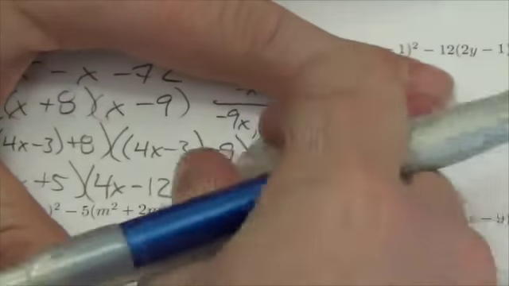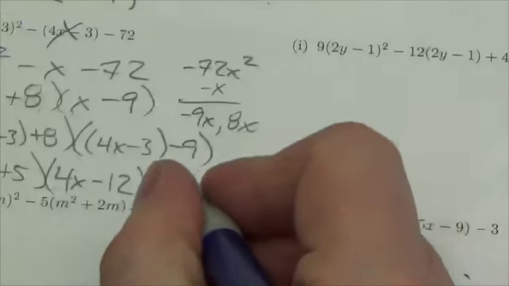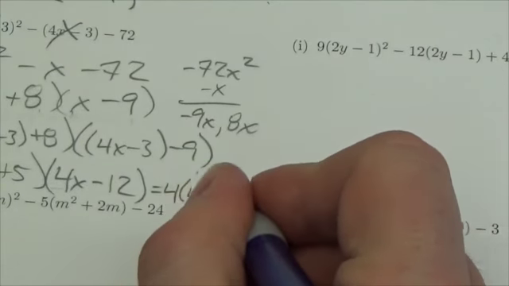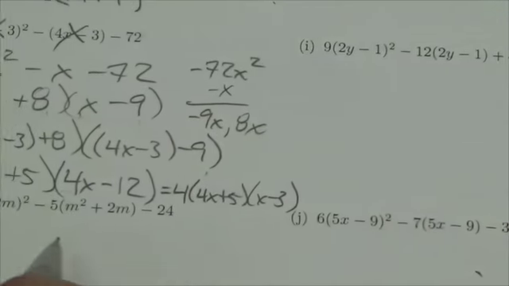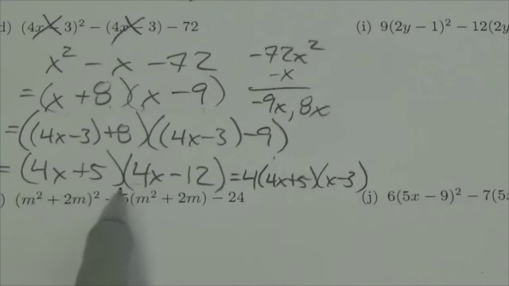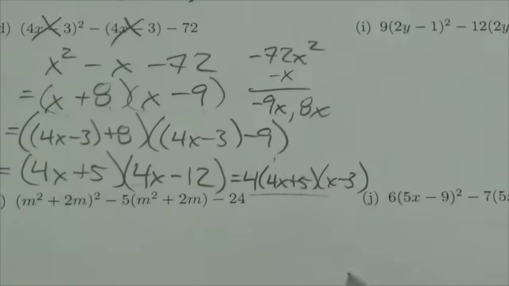Sorry, this is going to end up getting a little tight here. This is going to end up being 4 times 4x plus 5, and then x minus 3 when I take that common 4 out of those two terms. Now it's a little small there. I probably should have written that a little smaller, but anyway, that's the answer that we're getting at in this question.